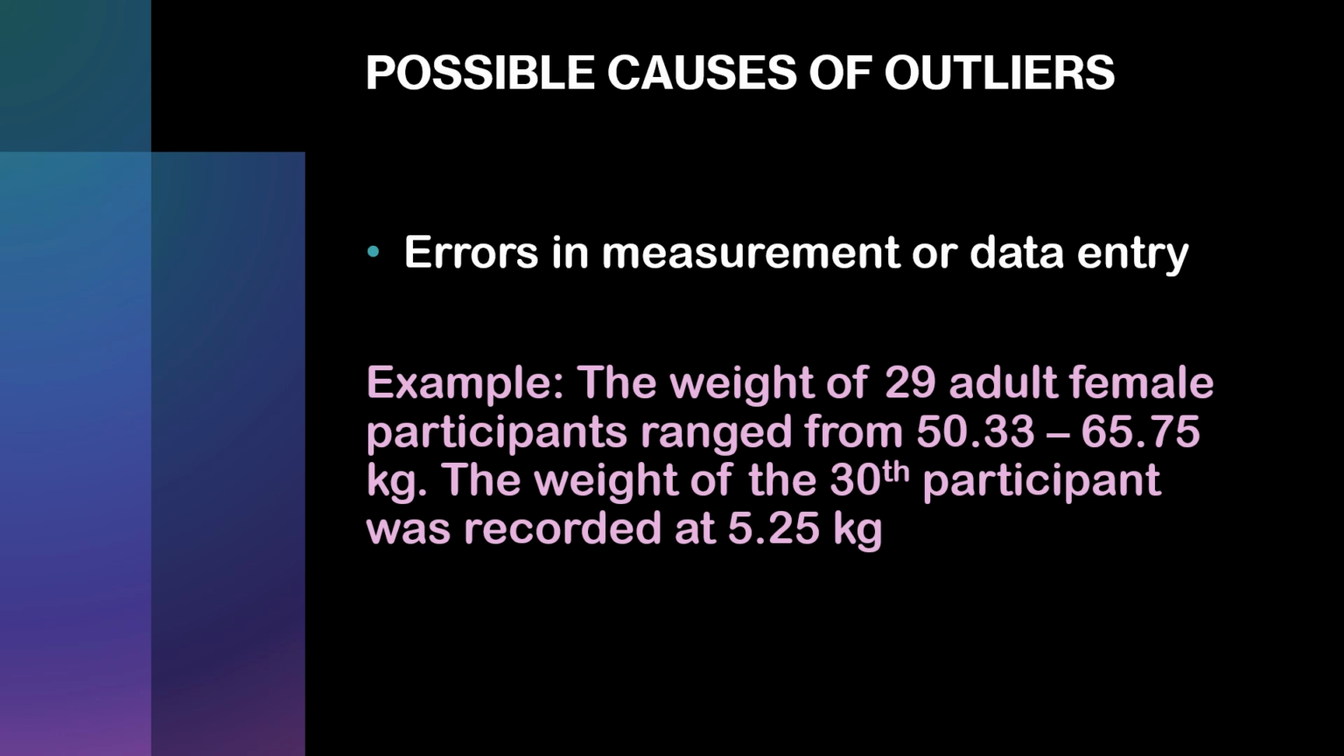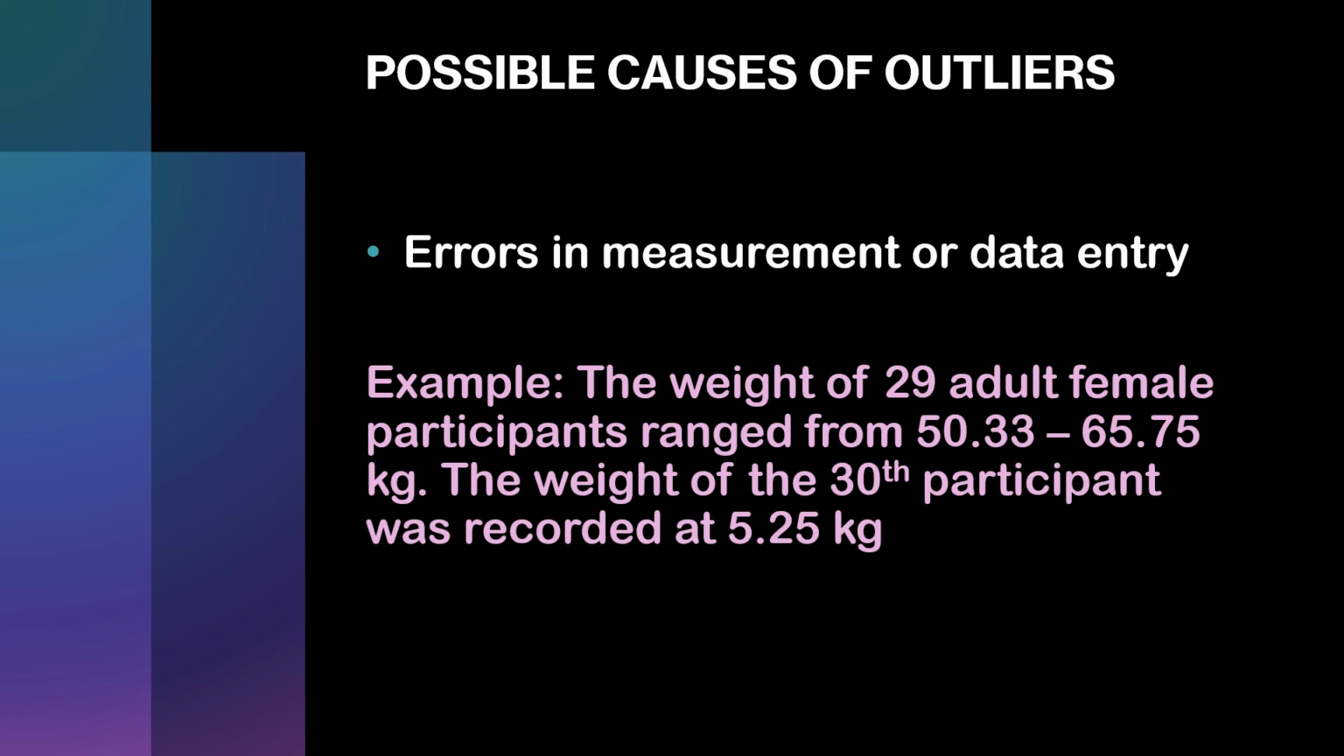For example, you're conducting a research wherein you weighed 30 adult female participants and the weight range of the first 29 is from 50.33 to 65.75 kilograms, whereas the weight of the 30th participant was recorded at 5.25 kilograms. This is an outlier. But look at it. Is it possible to have that kind of weight? No. Is this an impossibility? A 5.25 kilogram is consistent only for a 2 or 3-month-old baby. Therefore, you committed an error in data entry.